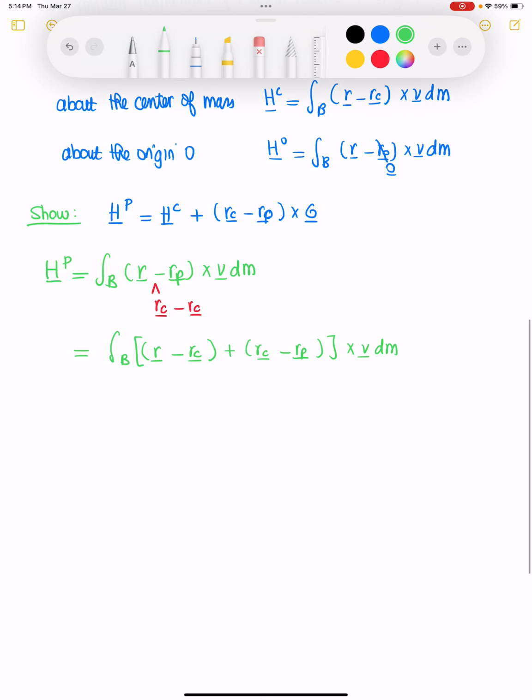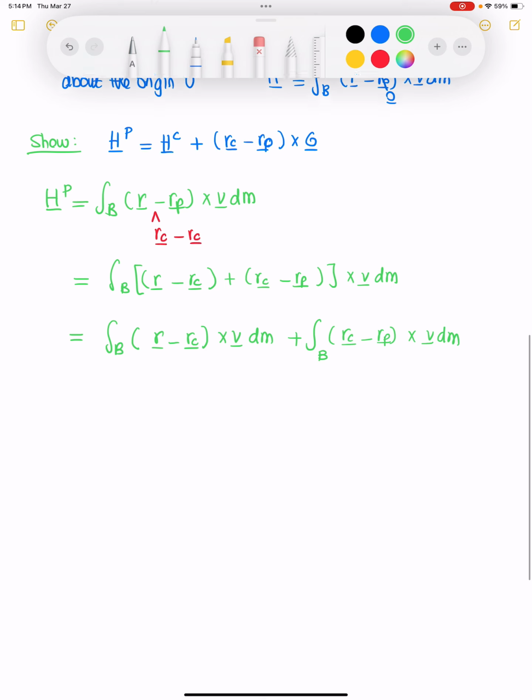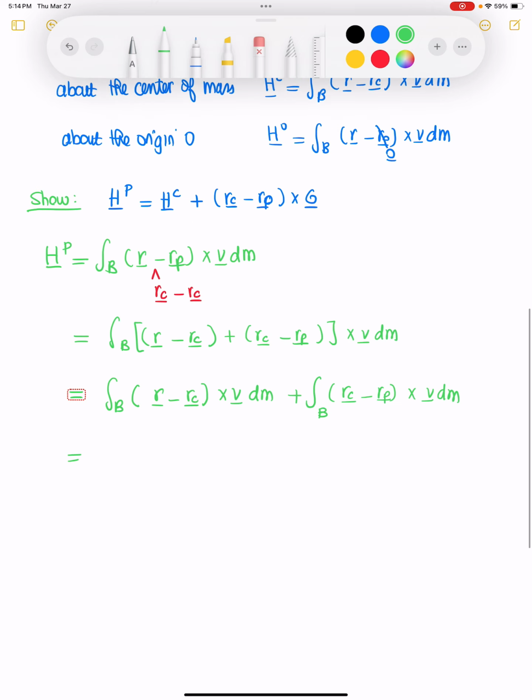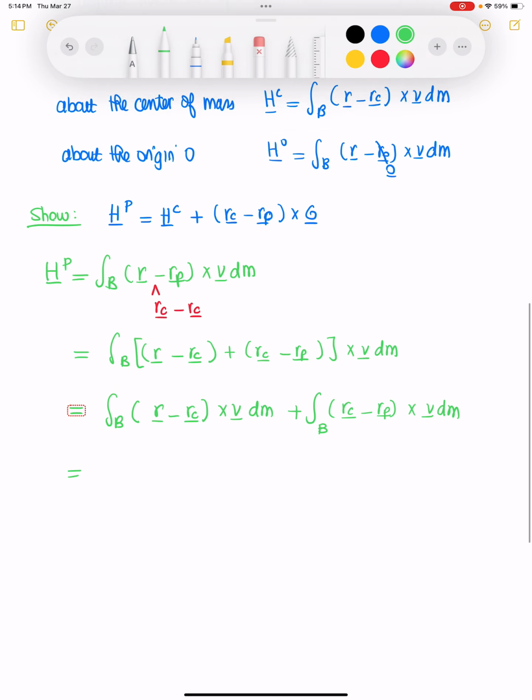And then we can distribute the multiplication over the sum and split the integral into two, to get the integral of r minus r_C cross v dm plus the integral of r_C minus r_P cross v dm over the body. And the first integral is just H_C. The second integral is a little bit interesting.